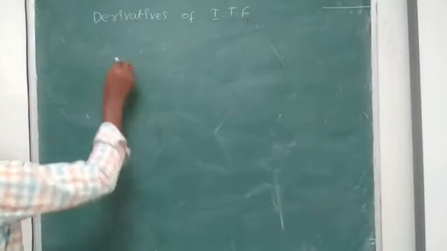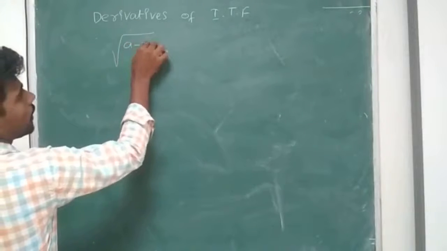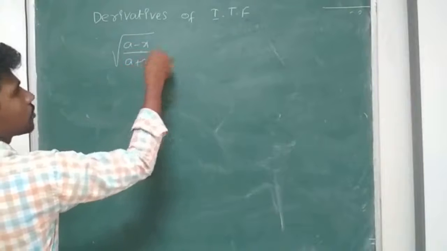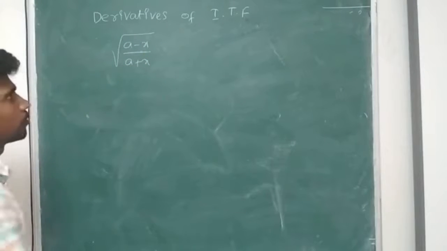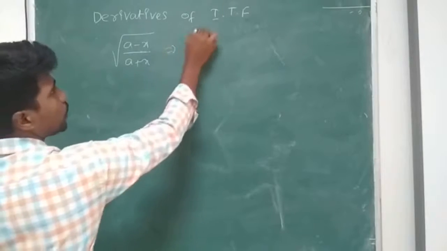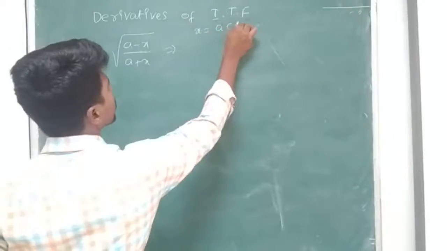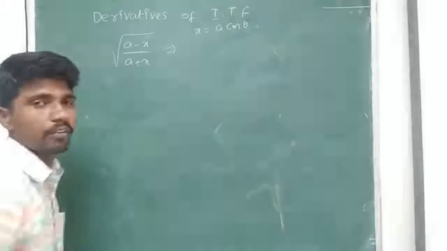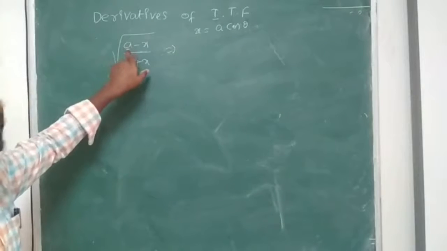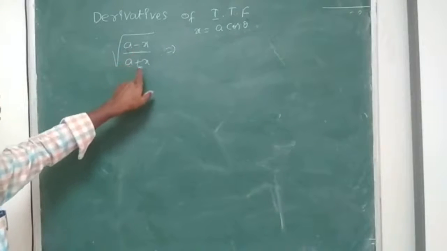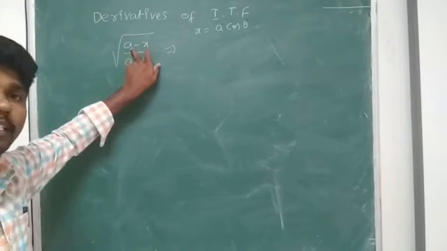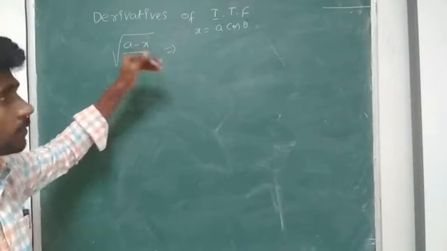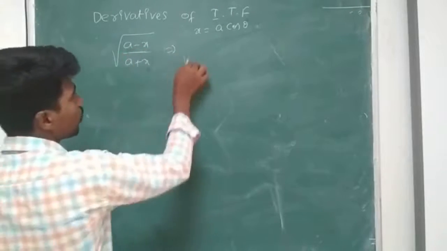If you have functions like root of (a minus x) by (a plus x) or its reciprocal, then what do we have to do? We should substitute x as a cos theta. Reason? The previous case we have discussed. If you are able to convert this one as 1 minus cos theta by 1 plus cos theta, 1 minus cos theta can be replaced as 2 sin square theta by 2. Right? Shall I do it? I do it.